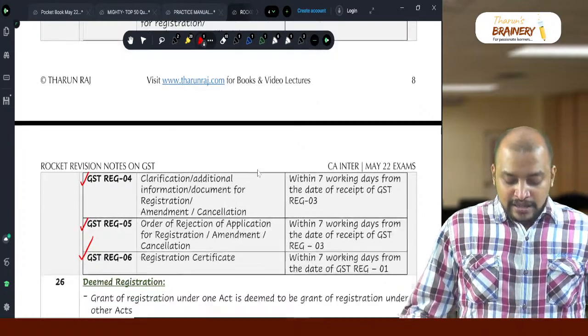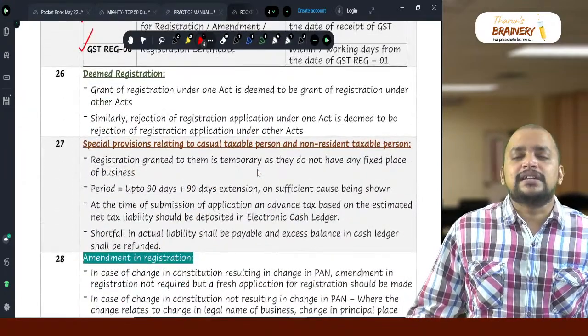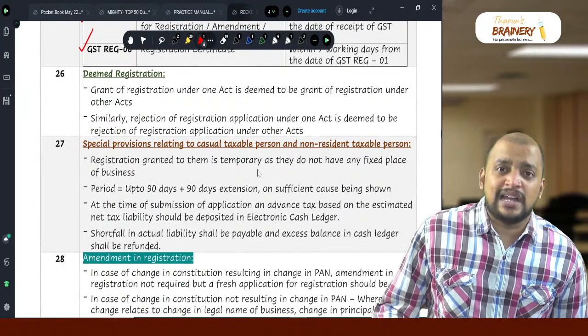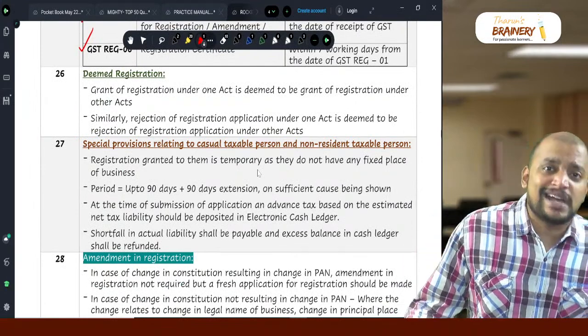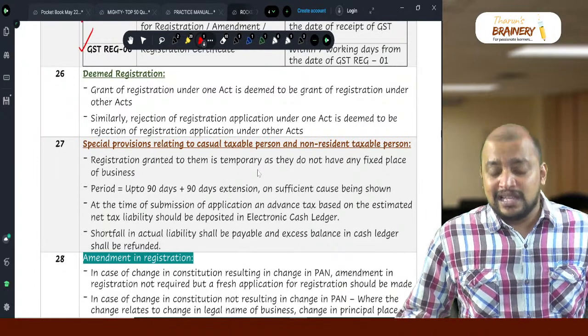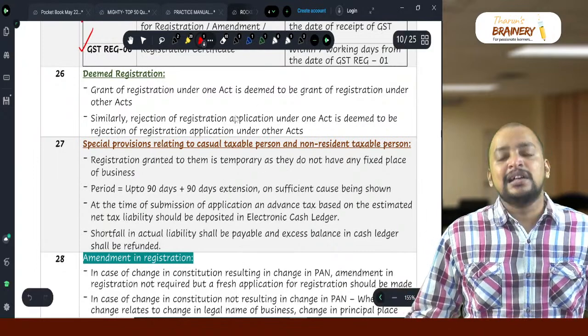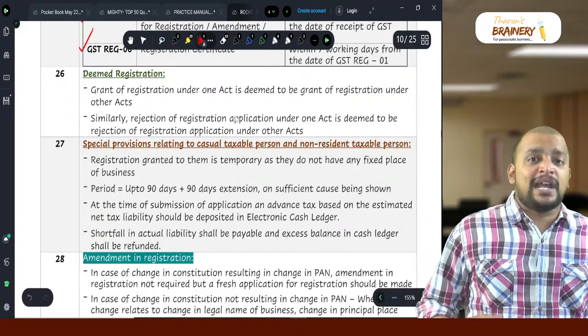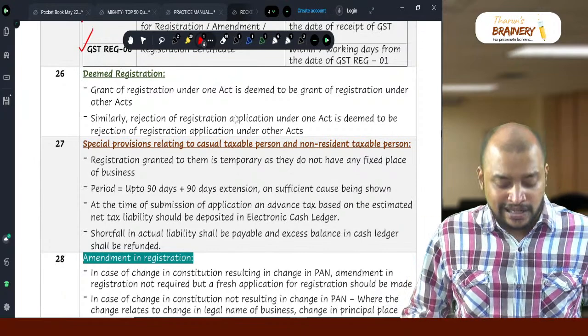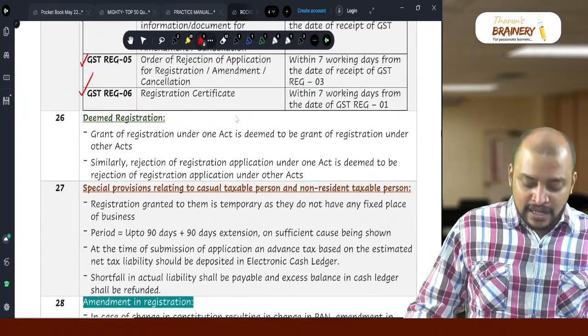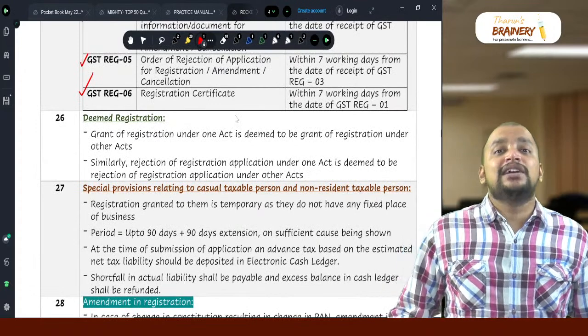Then section 26, deemed registration, which says that if you are registered under the CGST Act, you are deemed to be registered under the SGST Act, IGST Act, etc. Same way, rejection of application under one Act is deemed to be rejection of application under another Act. That is section 26.